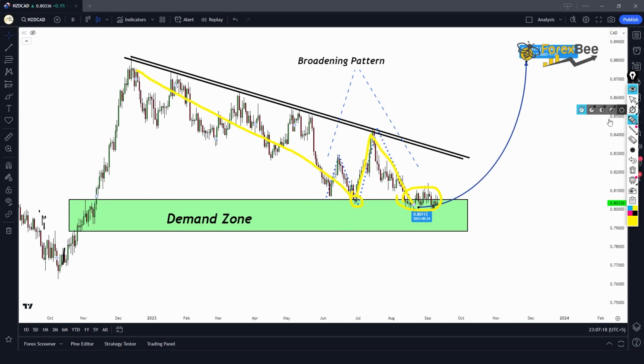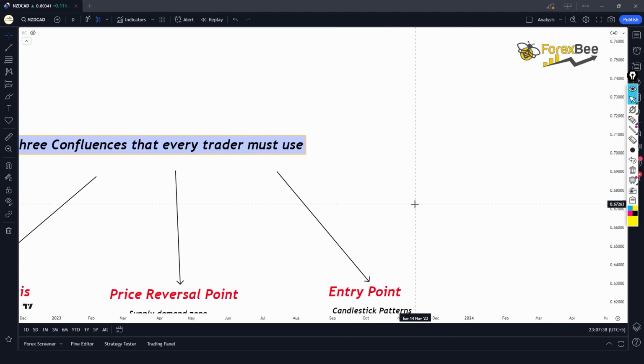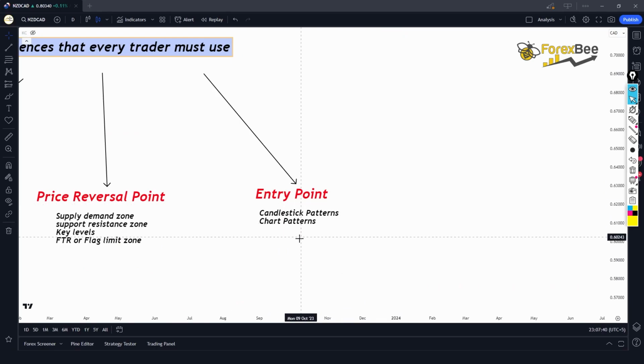Now, where do we place our trade exactly? Because if we had placed our trade somewhere around here, the market might just move in the bearish direction and then hit this stop loss. But what we want to do now is look for an entry point, and the entry point can easily be determined by using any type of candlestick pattern or chart pattern.